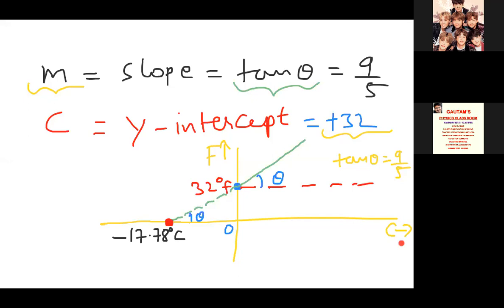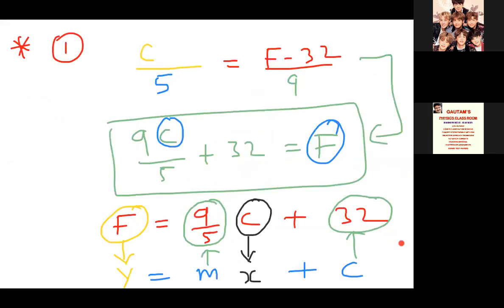So let us check the first step we did here. I am taking the centigrade and Fahrenheit relation, and I got this expression. Here I compared, because Fahrenheit is taken on the y-axis and centigrade on the x-axis, I wrote y equals mx plus c. Compared, m is tan theta, which is 9/5. C is the y-intercept, which is 32. Like that I have taken.